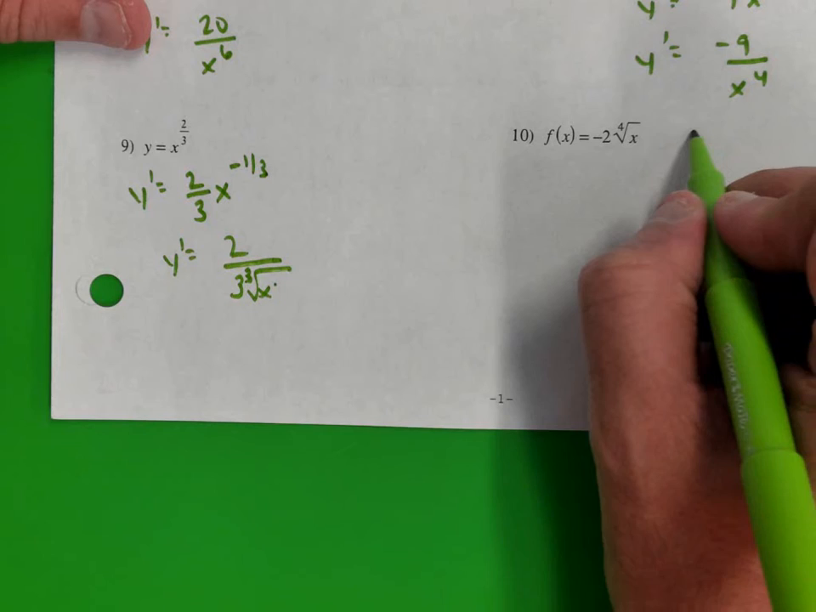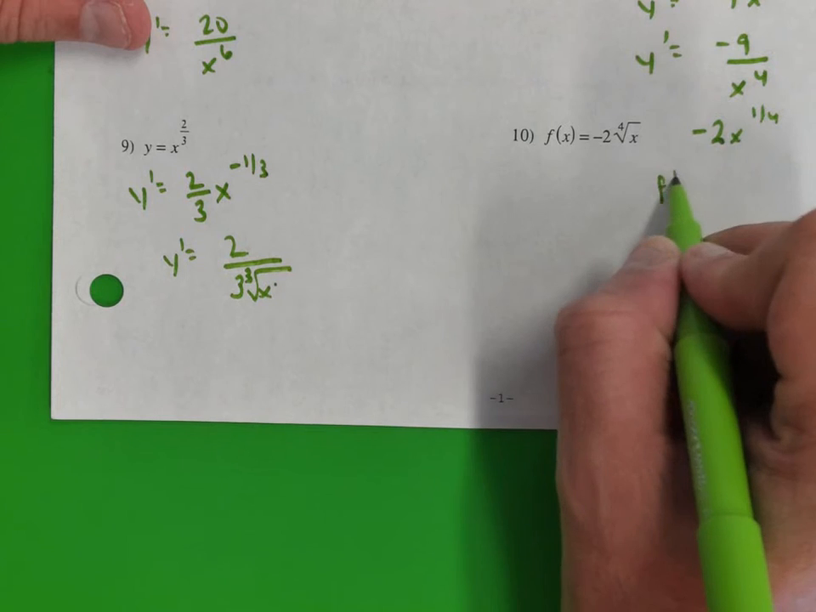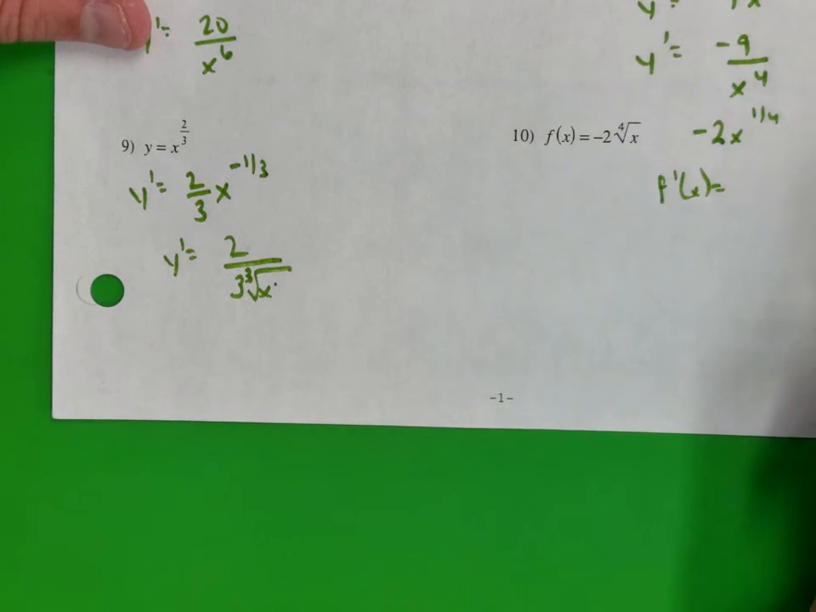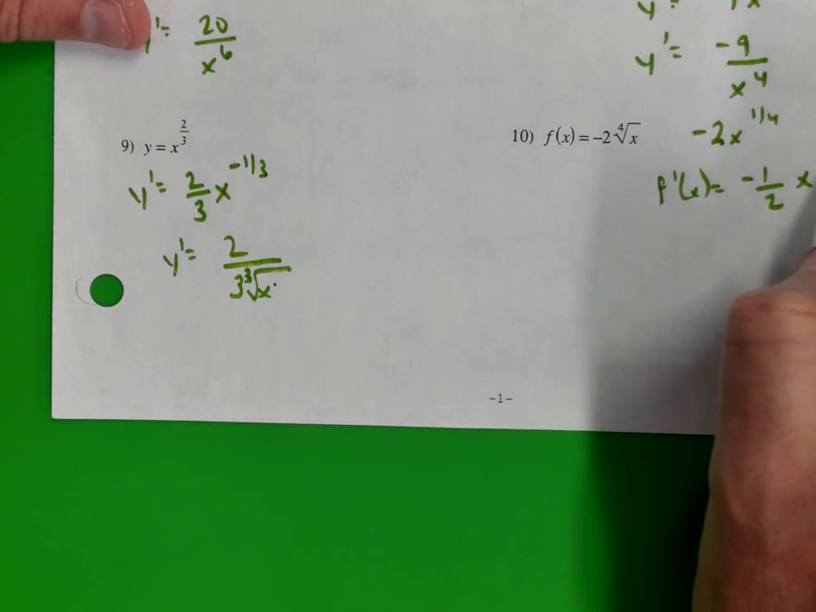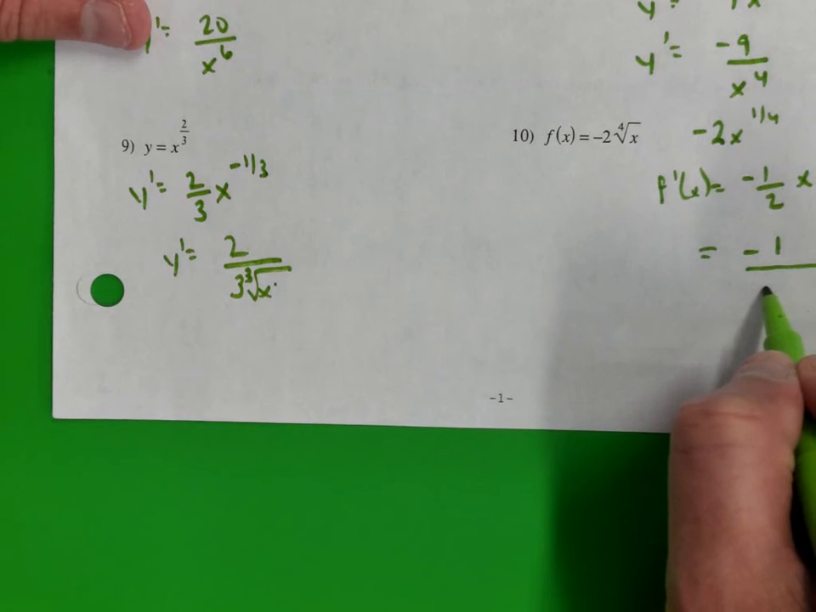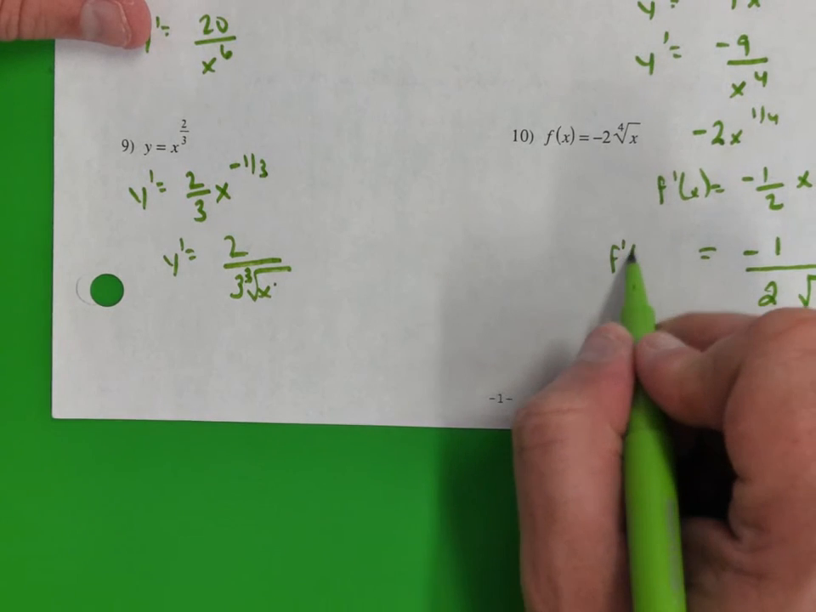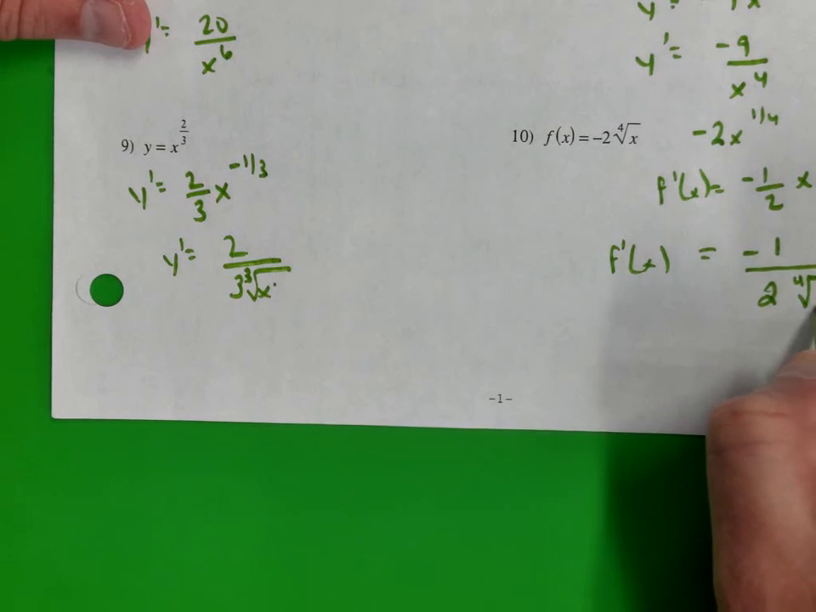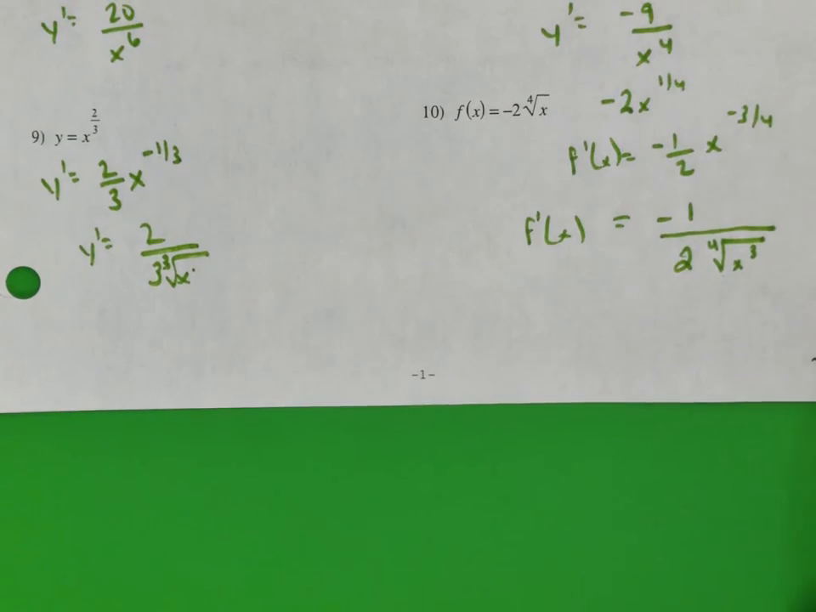Number 10, I need to rewrite that first. That's negative 2x to the what? 1/4. F prime equals 1/4 times 2 is negative what? Negative 1/2, because you get negative 2/4. So you got negative 1/2. 1/4 minus 1 would be a negative 3/4. Watch how I write this. This is the cube root or the fourth root? 4. So that's the index number, and it's x to the what? Cubed. So your answer would be negative 1/2 times the fourth root of x cubed.